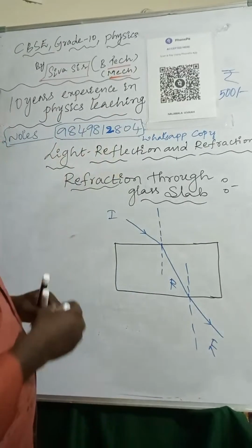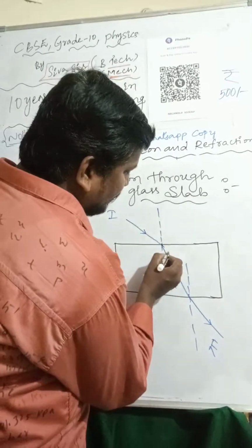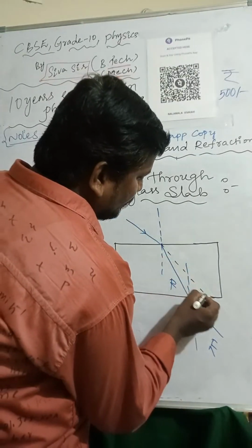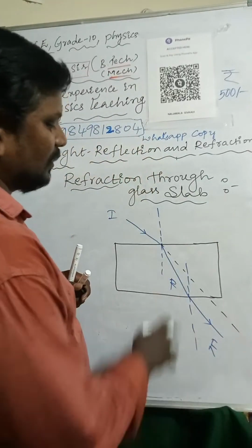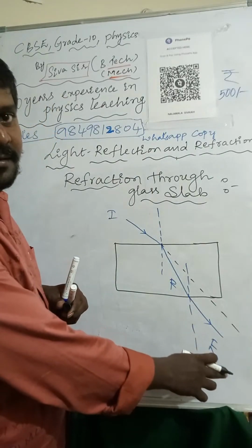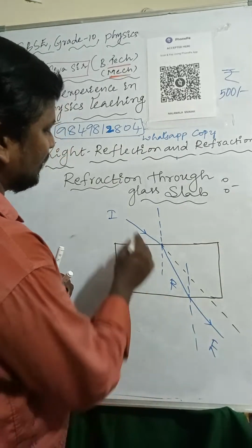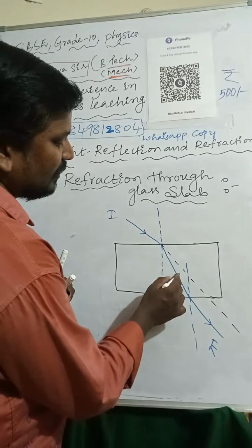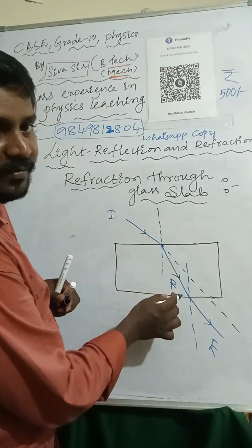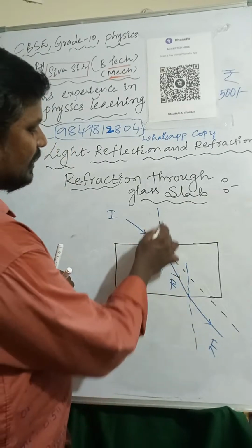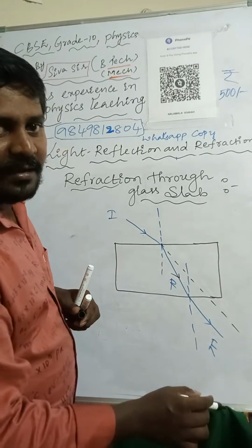If you extend this incident ray, it will become parallel to the emergent ray. So this is the incident ray, refracted ray, emergent ray. This is the normal line. This is the extension of the incident ray.